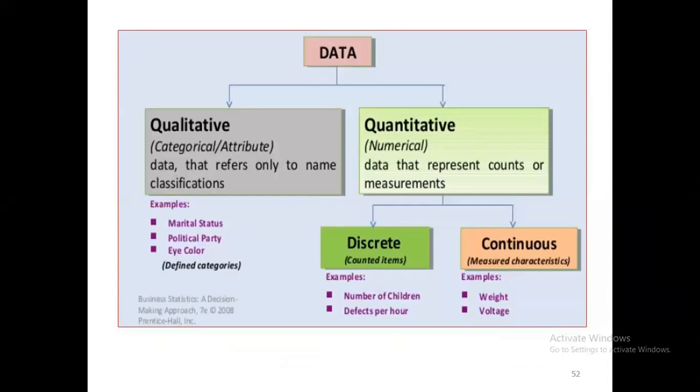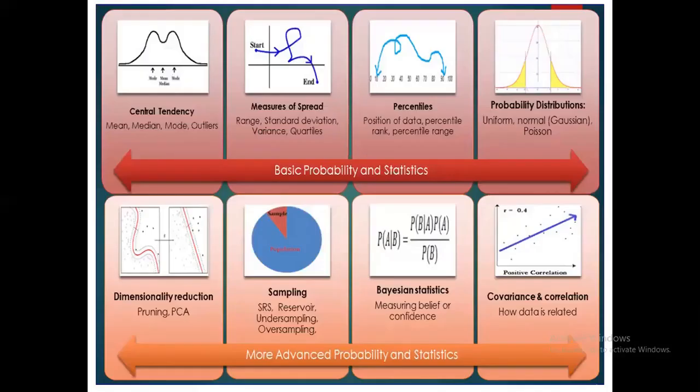In qualitative data, we are using categorical or attribute data, like marital status, political parties, eye color, etc. Quantitative data, we are discussing data that represents counts or measurements. There are two types: discrete and continuous. Number of children, defects per hour are discrete; weight and voltage are continuous, etc. So in basic probability and statistics, we are using central tendency like mean, median, mode, and outliers.